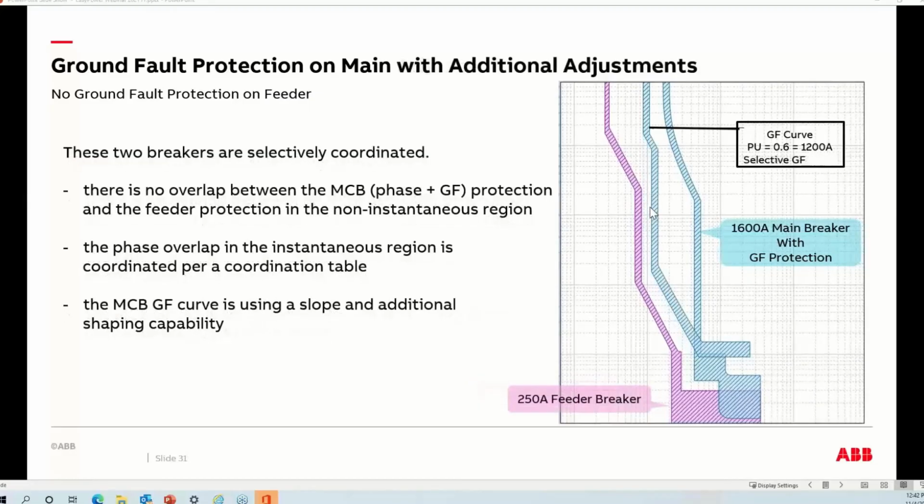So just make sure you're checking your model to see that there may be some other sloping or shaping capability. And here's an example of something that can be done with some ground fault settings to put an additional delay or pickup, and to make the shape look more like an electronic trip unit, to make it easier to coordinate and get, maybe in this case, a little more space right in there between the ground fault curve and the pickups of the phase protection. So this would be an example of a well-coordinated main with ground fault with a downstream feeder without ground fault.